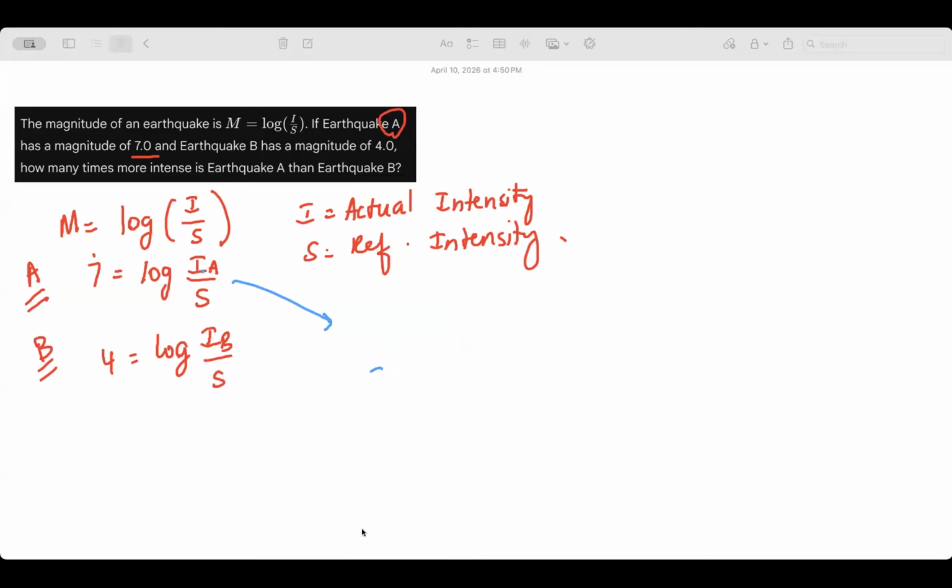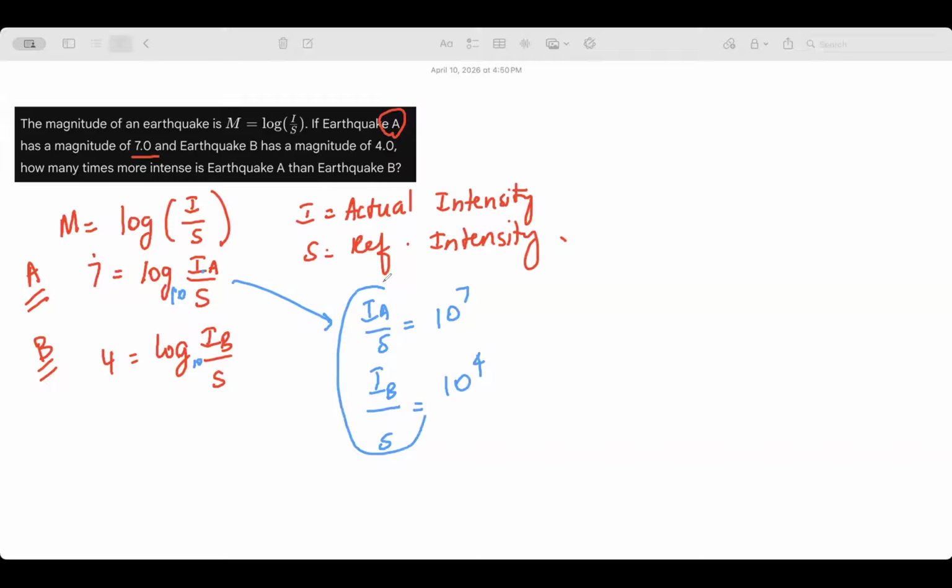I'm going to convert each to logarithmic function. Log means it's log base 10, right? So how can I write this one? IA by S will be equal to 10 power of 7. IB by S will be equal to 10 power of 4.